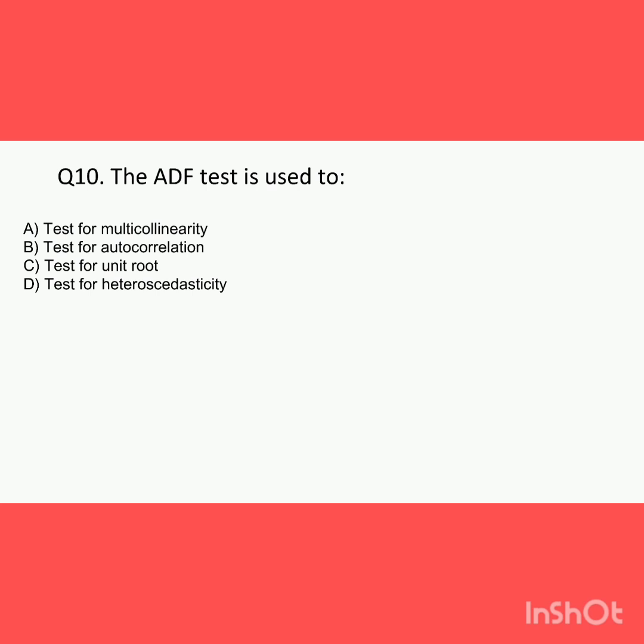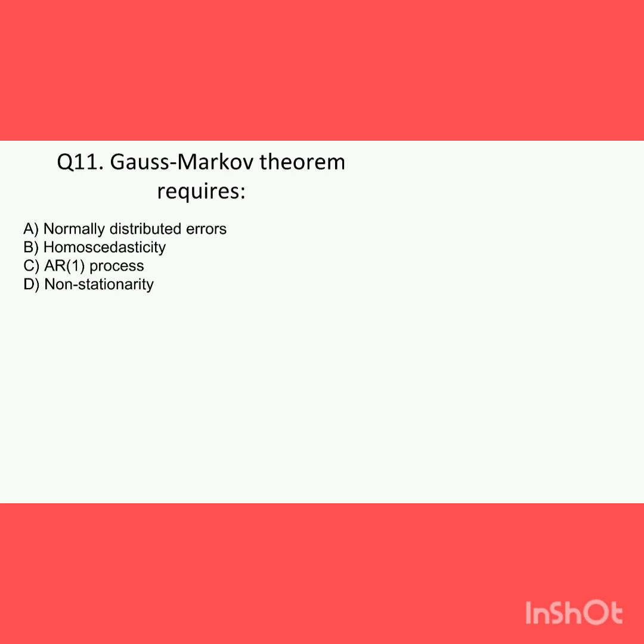Now our next question is question number 11. Gauss-Markov theorem requires option A, normally distributed error. Option B, homoscedasticity. Option C, AR1 process. Option D, non-stationarity.